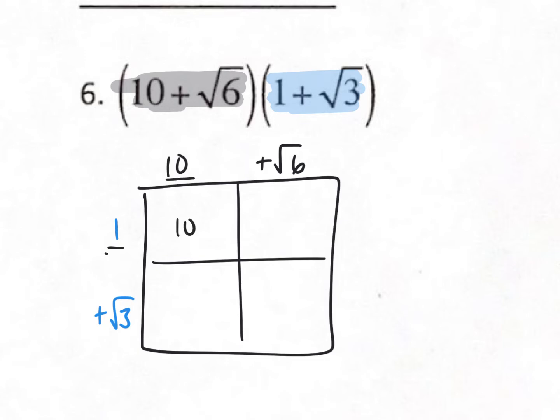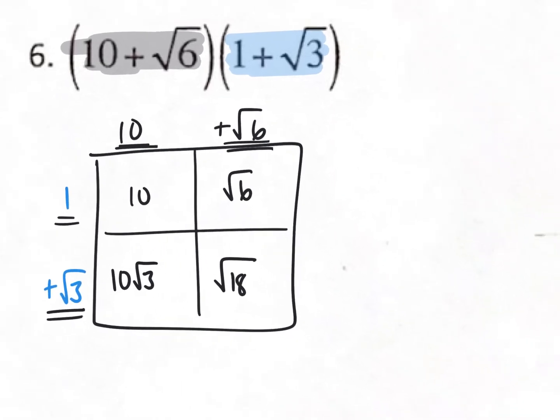Moving on to the second one, I get 1 times the square root of 6 to give me the square root of 6. And then I move down to the square root of 3. Take the square root of 3 times 10 to give me 10 square root of 3. And lastly, take the square root of 3 times the square root of 6 to give me the square root of 18. So now I'm going to go ahead and combine my like terms here.